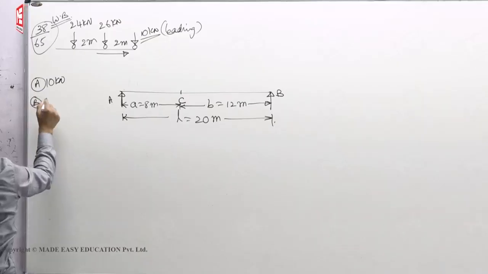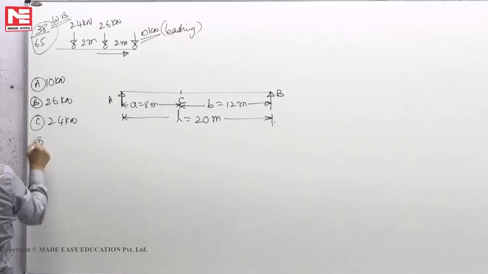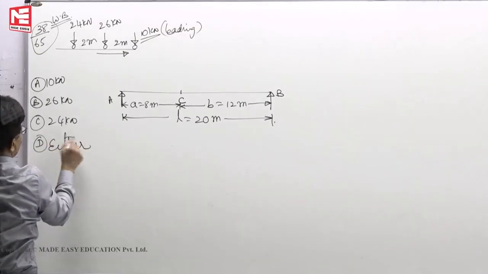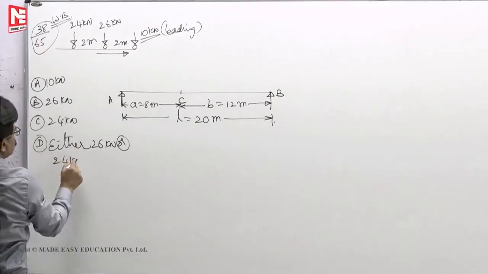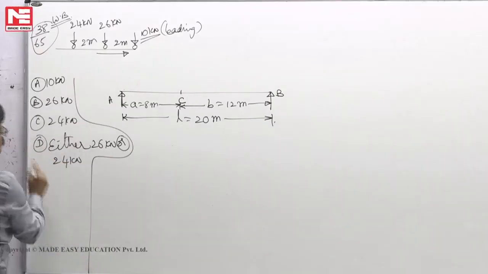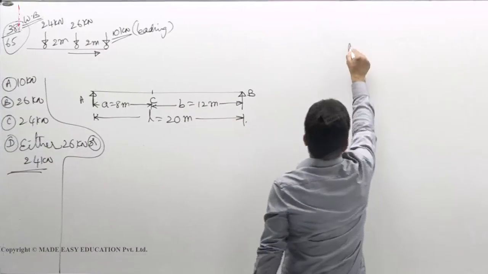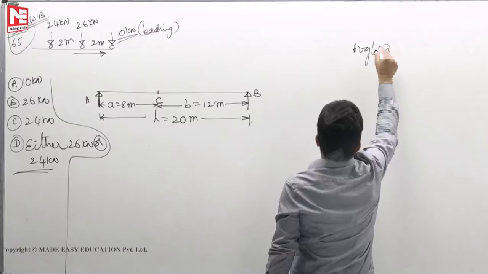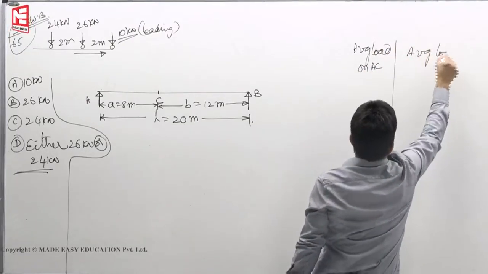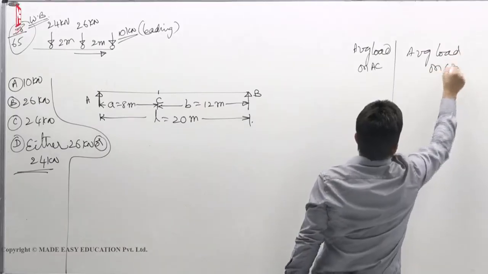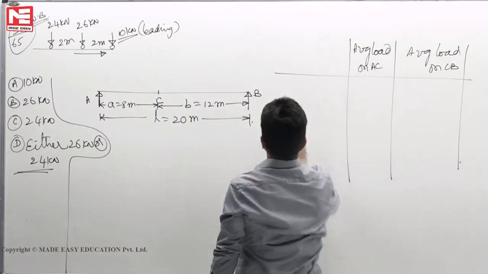So 4 options were given. 10 kilonewton should be kept at C, or 26, or 24. Either 26 kilonewton or 24 kilonewton. These are the options. Let us see what happens. Average load on AC, average load on CB. Okay, first which load will cross?